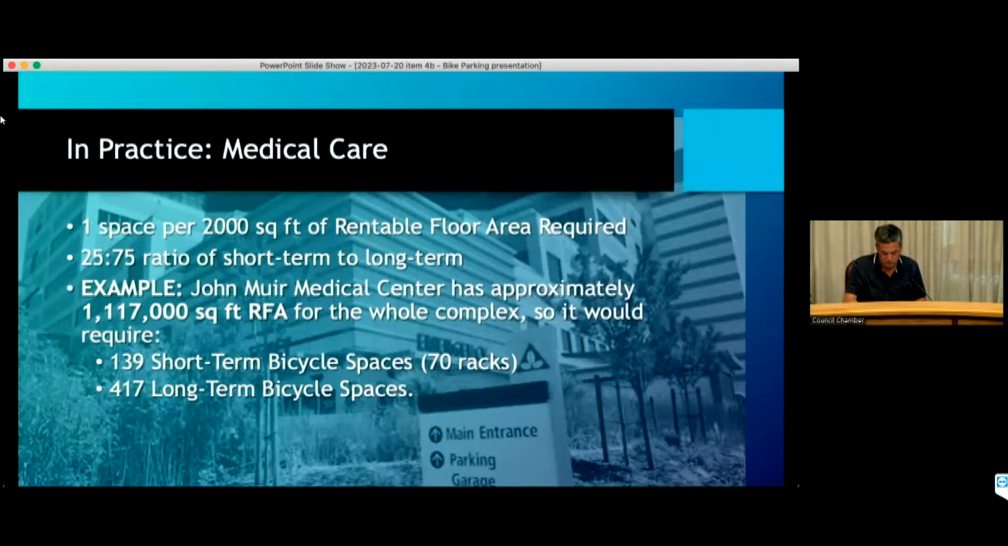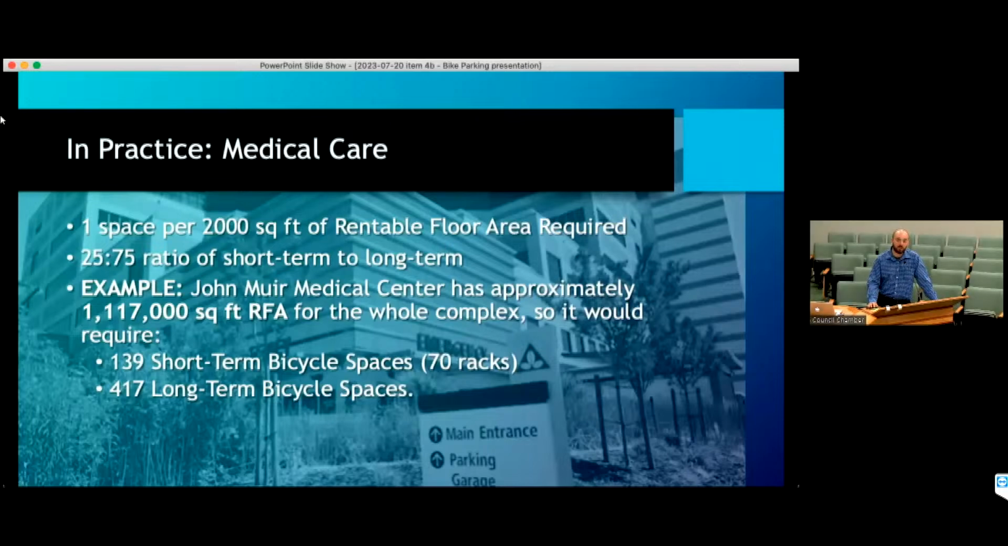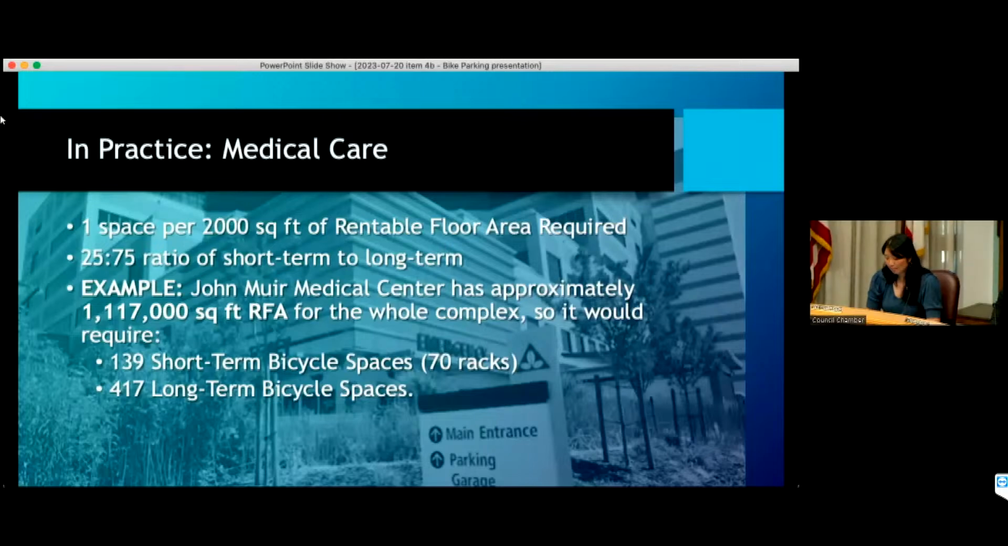Yeah. So this, John Muir, it's an enormous number, but it's an enormous complex. You've got a lot of workers there. Yeah, and they're actually in the garage. There is a secured area where quite a large number of bikes are currently able to be parked securely. I don't know how. Yeah, and this is not more, this is just total. Right, exactly. Yeah, so I'd add to that.